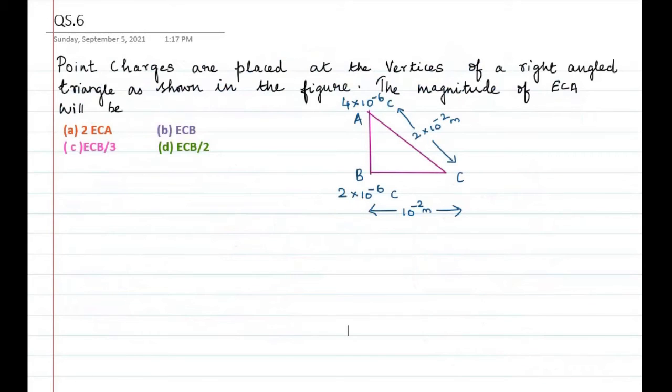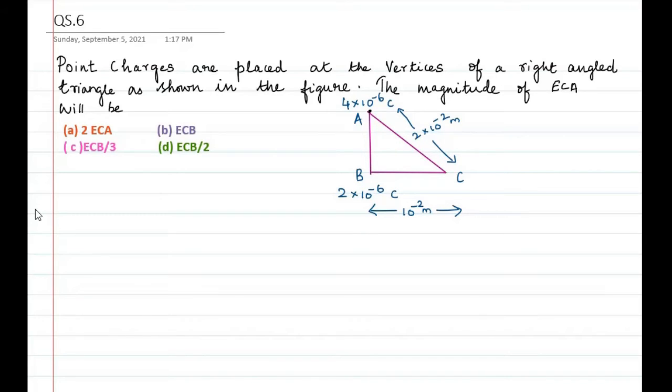Okay, next: point charges are placed at the vertices of a right angled triangle as shown in the figure. Then the magnitude of ECA will be... So due to this, point charges are placed at the vertices of a right angle triangle as shown in the figure, the magnitude of ECA will be. So what is the value of ECA?